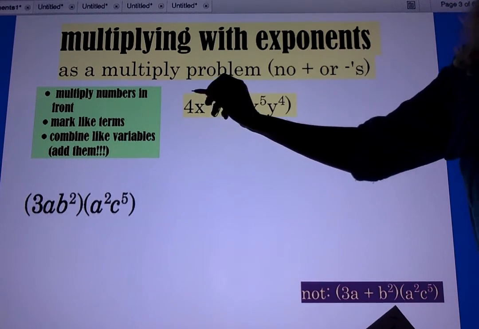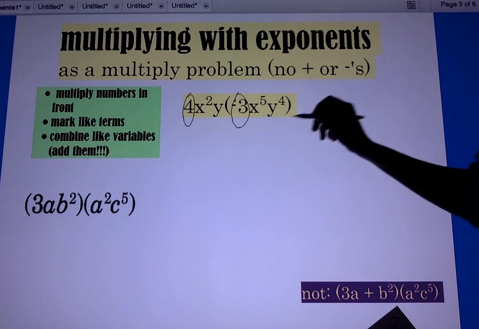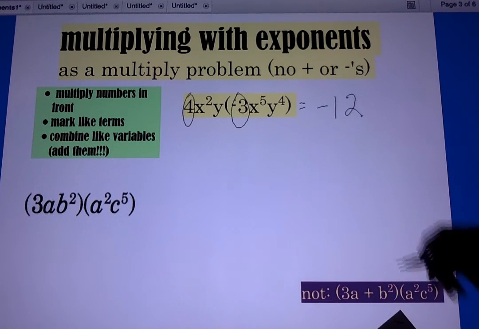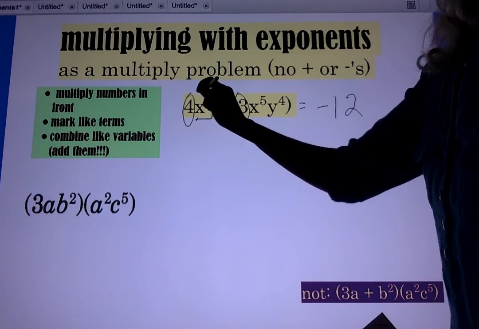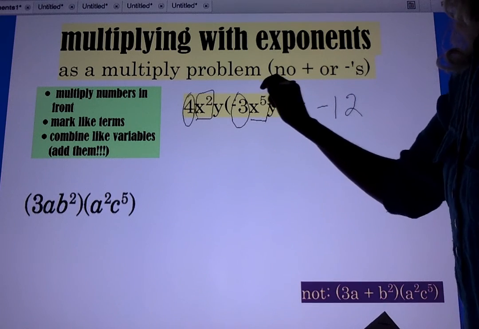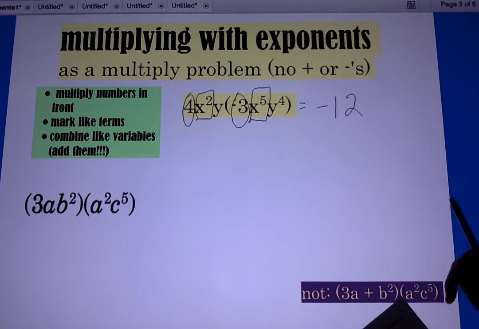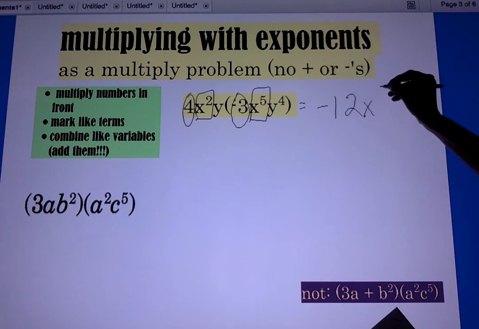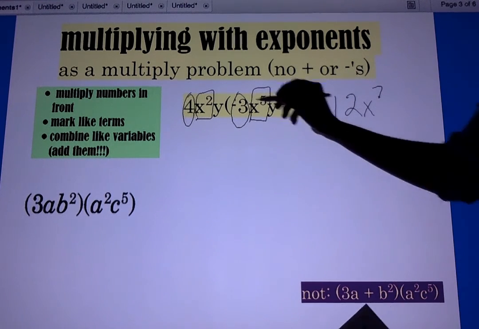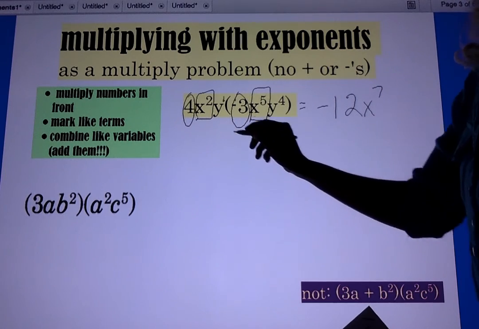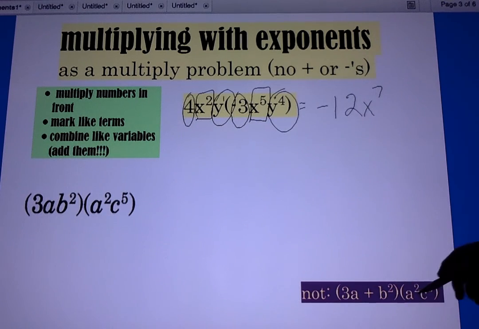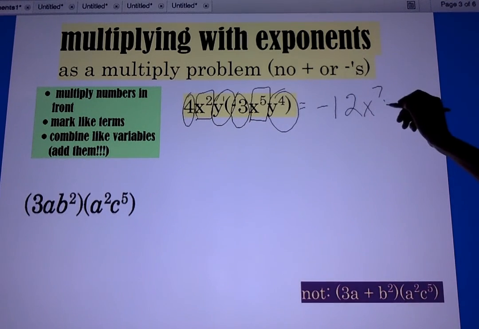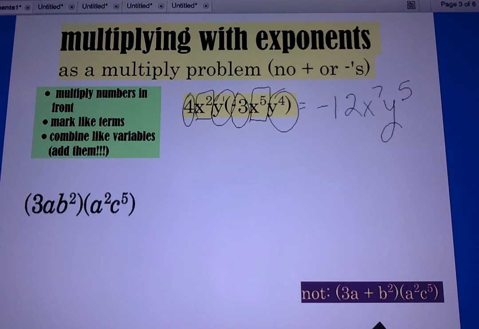So you multiply the numbers in front. 4 times negative 3, negative 12. Then we're going to mark like terms. I'm going to box this one. And I see, because the x's are the same, I can add the exponents, x to the 7th. And then, if there's nothing there, I want to put a 1 there. And I'm going to circle them. Y's are the same. We go 4 plus 1 is 5. So y to the 5th. And you have your answer there. Now, why don't you go ahead and try this next one to see if you can do it.